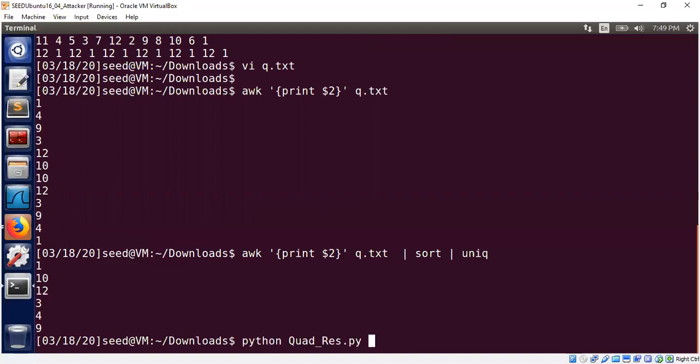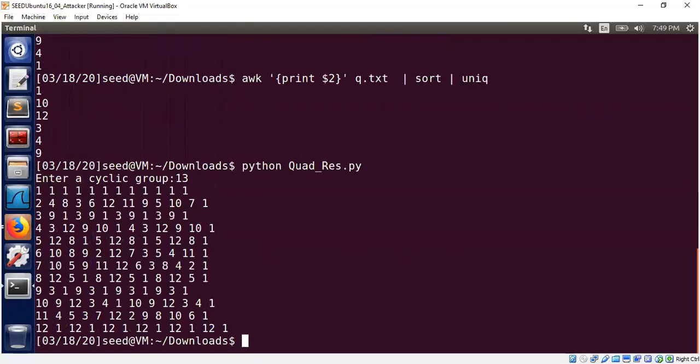Now we can go back and run it again. Why do we say 3 is a square number? Because 4 square is 16. 16 mod 13 is 3. So we can find out easily whether a number is a square number or not, without even computing the square. That's the next part of the lecture now.